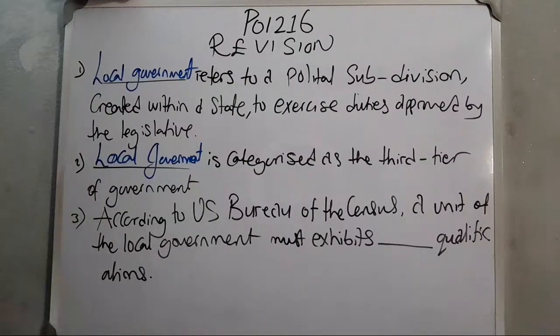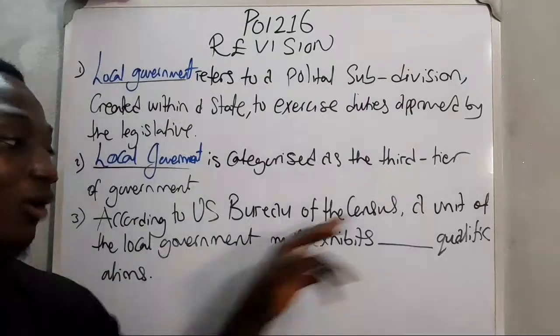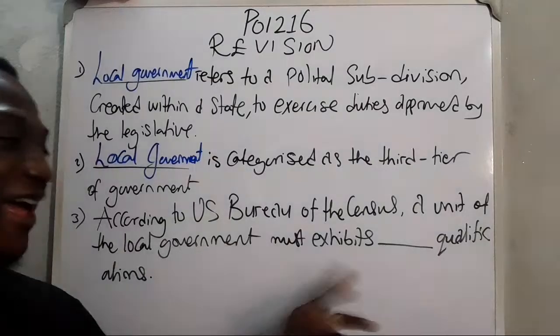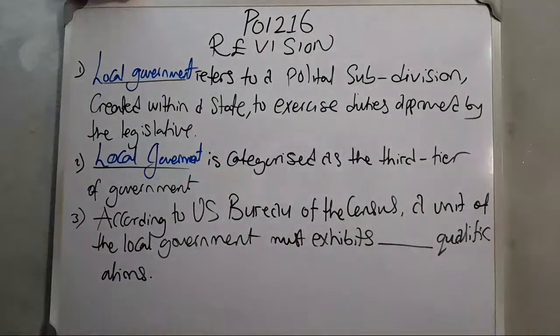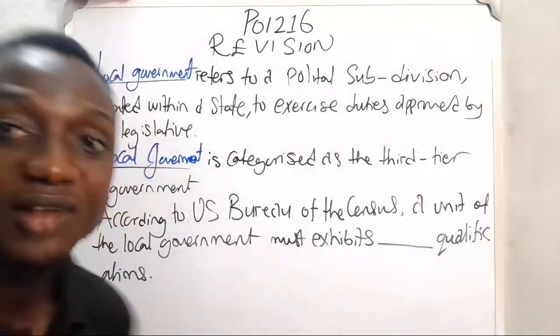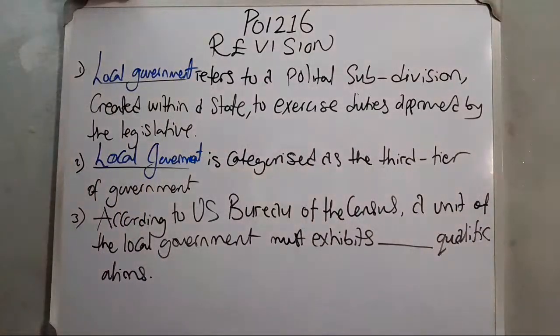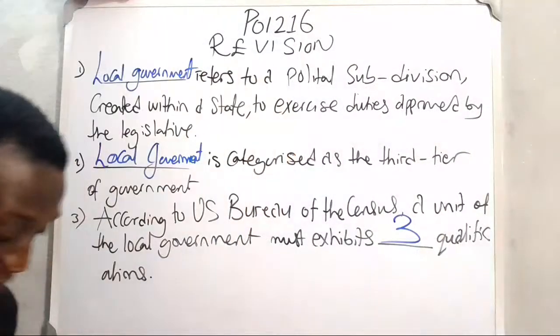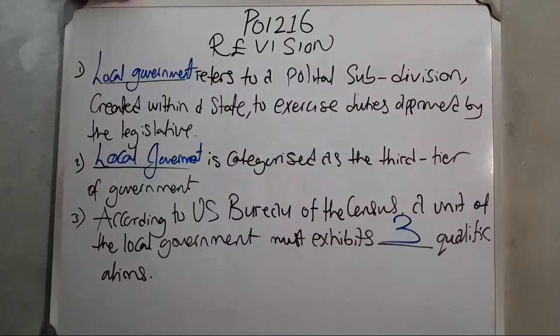Okay, Mr. Ujo, you finally figured it out. You are welcome. So we have a question. According to US Bureau of Census, a unit of the local government must exhibit dash qualifications. Yes, thank you for that. Awesome. Must exhibit 3 qualifications.